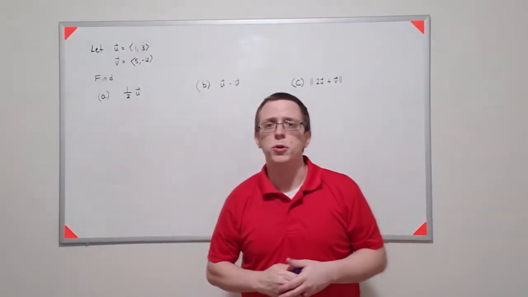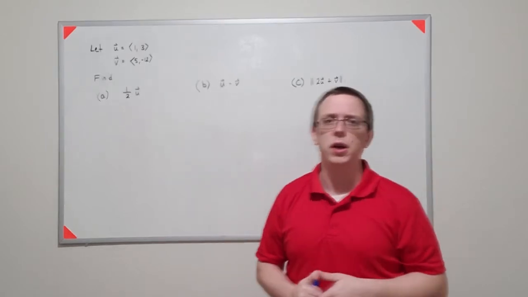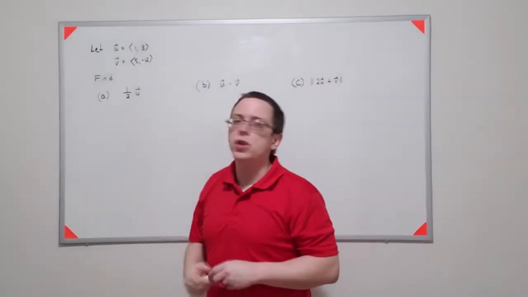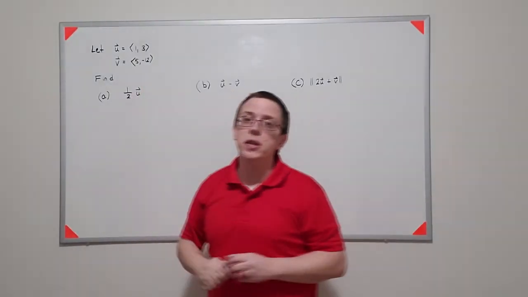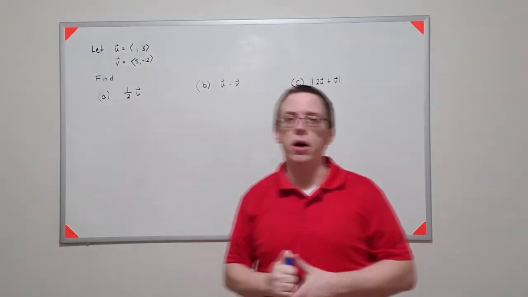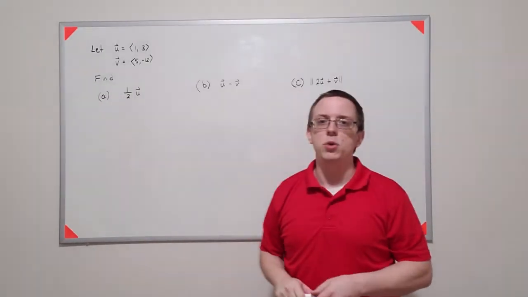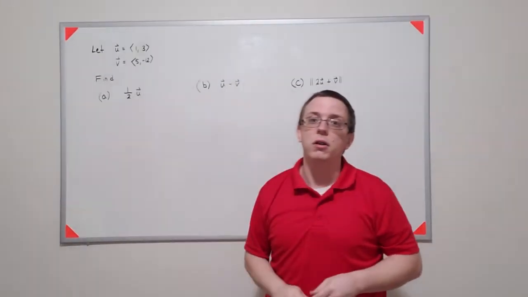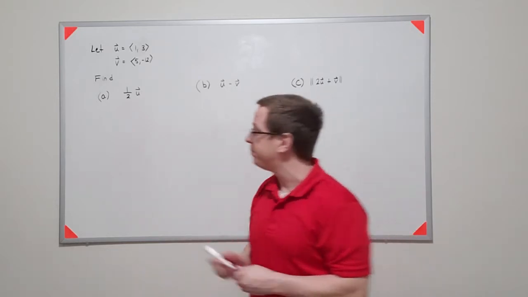Let's do some examples for adding and subtracting vectors and other operations. Given that I have a vector u, which has components 1, 3, and a vector v, which has components 5, negative 12, let's figure out what 1/2 u is. Now remember that a scalar times a vector is simply the scalar multiplied by each component.